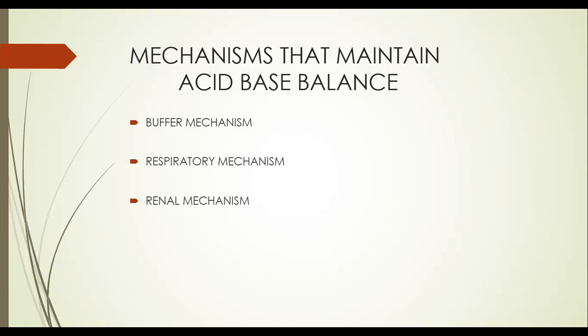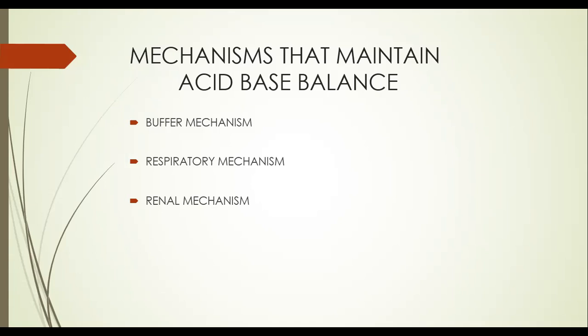So in the buffer system, we have mainly three types of buffer systems: bicarbonate buffer system, phosphate buffer system, and protein buffer system. The main components of the bicarbonate buffer system are bicarbonate as well as carbonic acid. Whereas the phosphate buffer system mainly acts inside the cells. And the third one is the protein buffer system, which mainly comprises the hemoglobin.